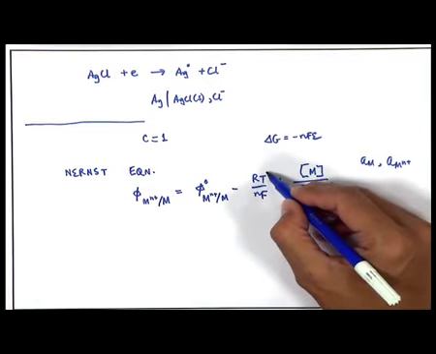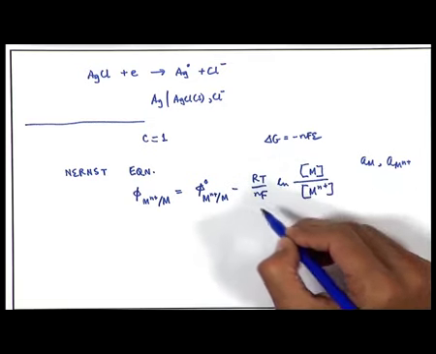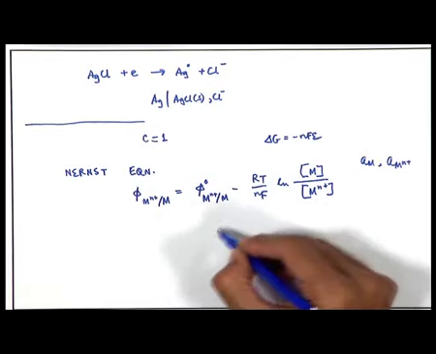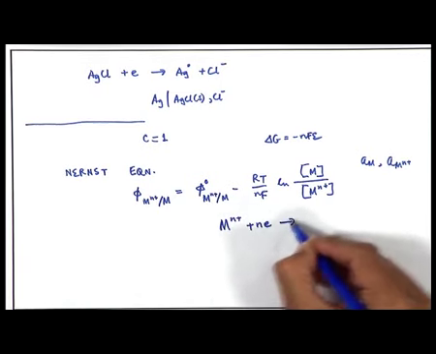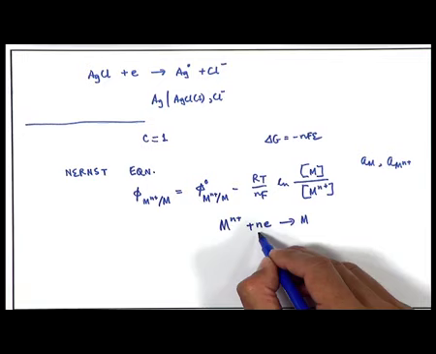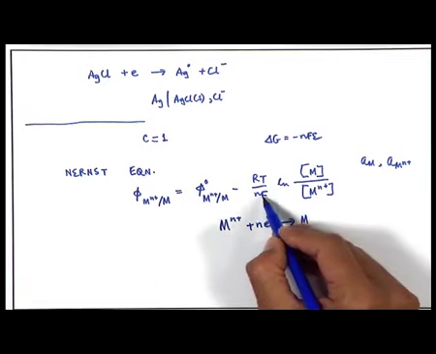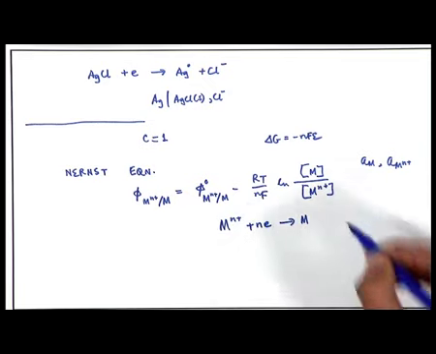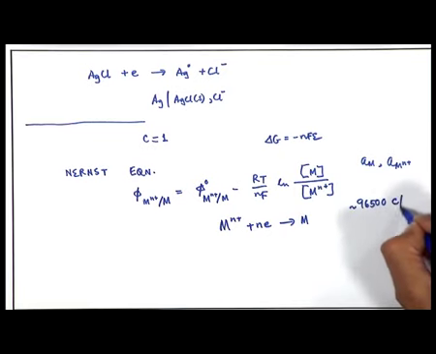Now, R is the gas constant, T is the absolute temperature, n is the number of electrons involved in reducing the species. That means M n plus plus n electron gets you M. So, n number of electrons are involved in this reduction process. F is the Faraday, approximately 96500 coulomb per mole.